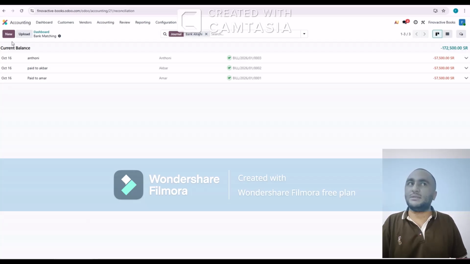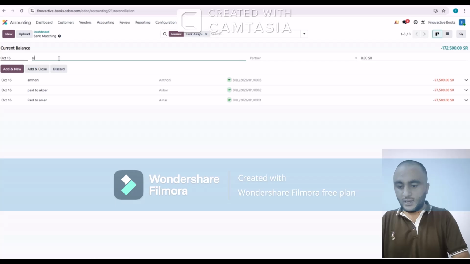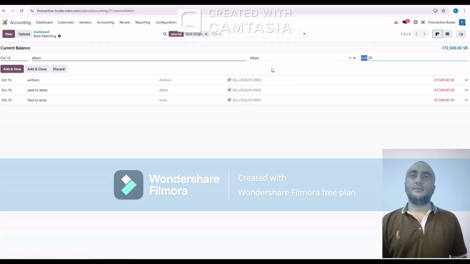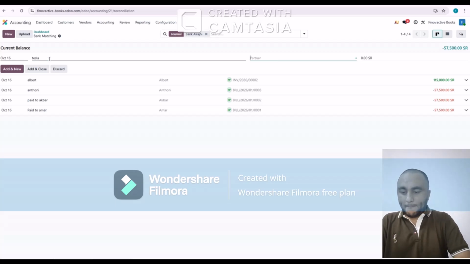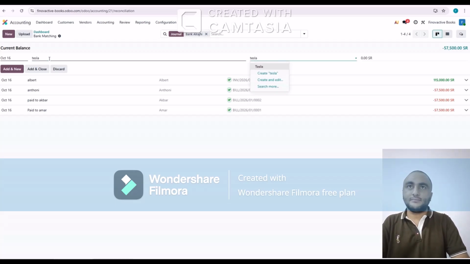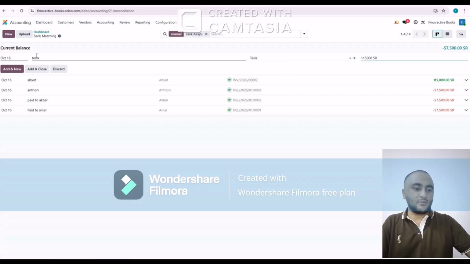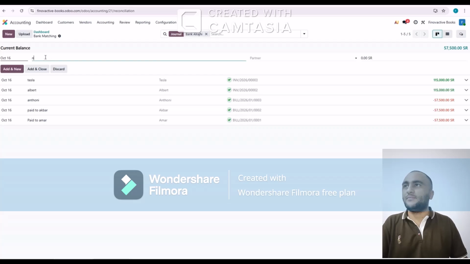invoices. As this is a payment we received, we will write it as positive. We got paid from Albert $115,000. Another one was Tesla. Tesla paid us the same amount, 115,000. We will add a new one. And the third was Newton. Newton paid us the same amount. So add and close.